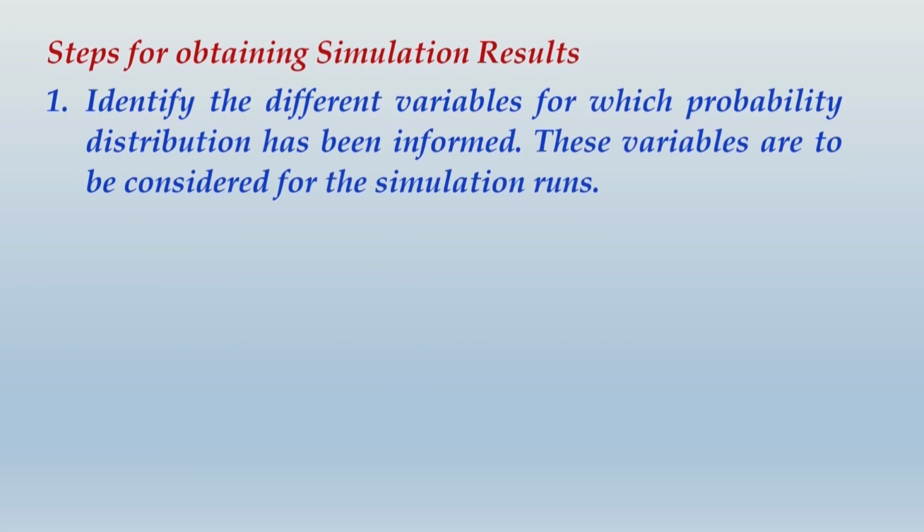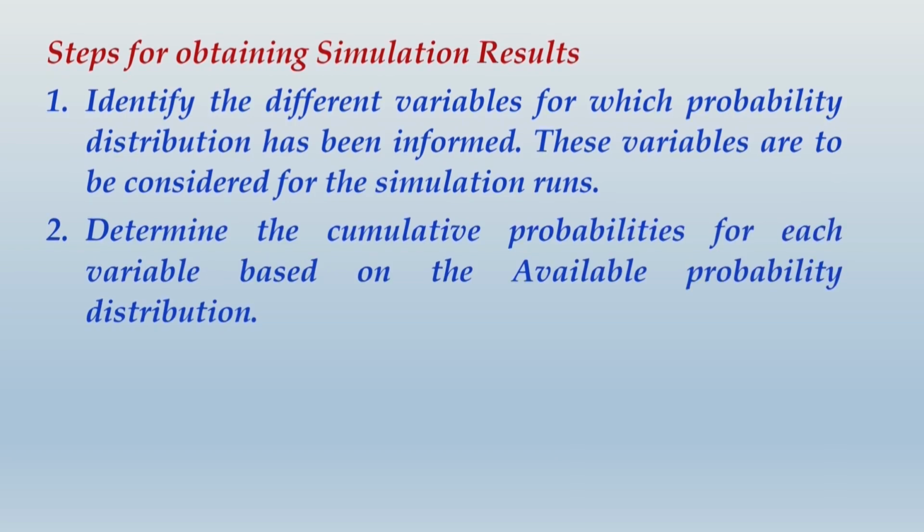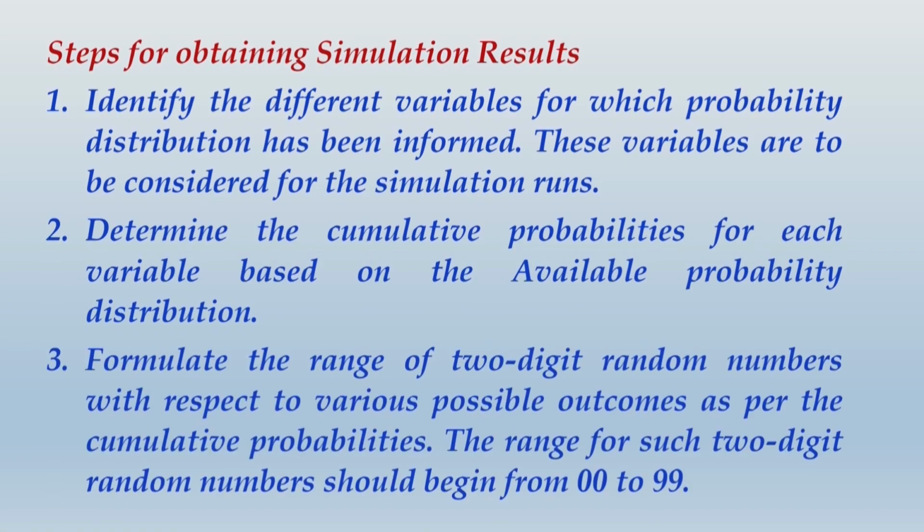Identify the different variables for which probability distribution has been informed. These variables are to be considered for the simulation runs. Determine the cumulative probabilities for each variable based on the available probability distribution. Formulate the range of two-digit random numbers with respect to various possible outcomes as per the cumulative probabilities. The range for such two-digit random numbers should begin from 00 and go up to 99. First write these initial three steps and then I take you ahead.